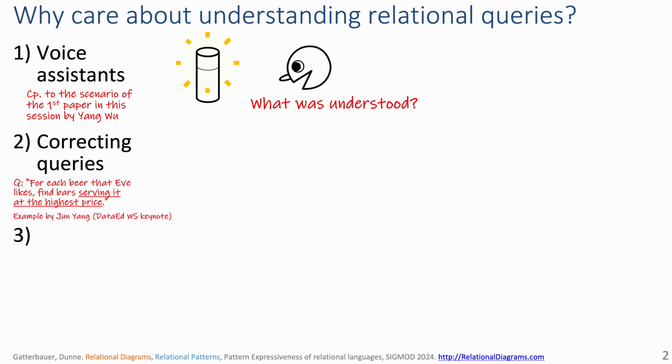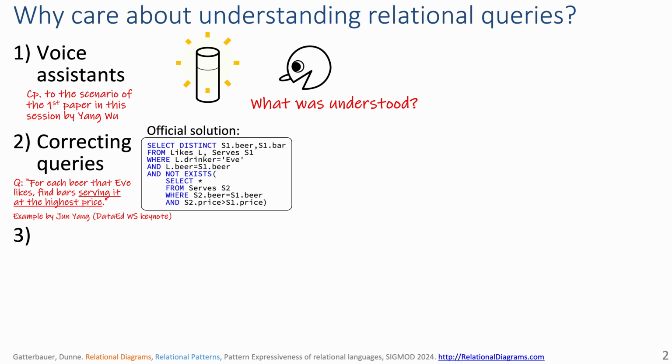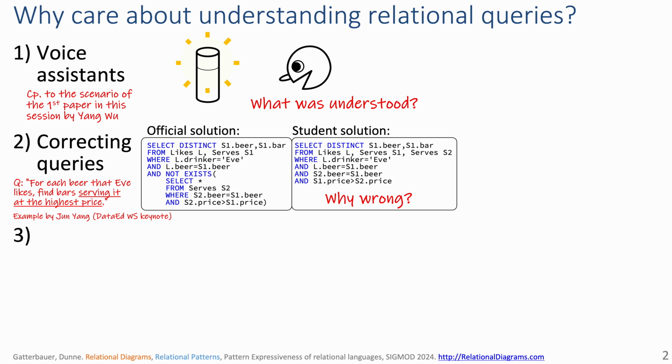Second case. Assume you're teaching a database class and you are asking the students to write a query: for each beer that Eve likes, find bars serving it at the highest price. I've taken this example from Jun Young's keynote at the DataEd workshop just before SIGMOD. Here on the left, we see a correct query. Here on the right, we see an incorrect query that a student issued. And the student now would like to understand from you why it is wrong. It turns out that the query on the right finds bars not serving it at the lowest price.